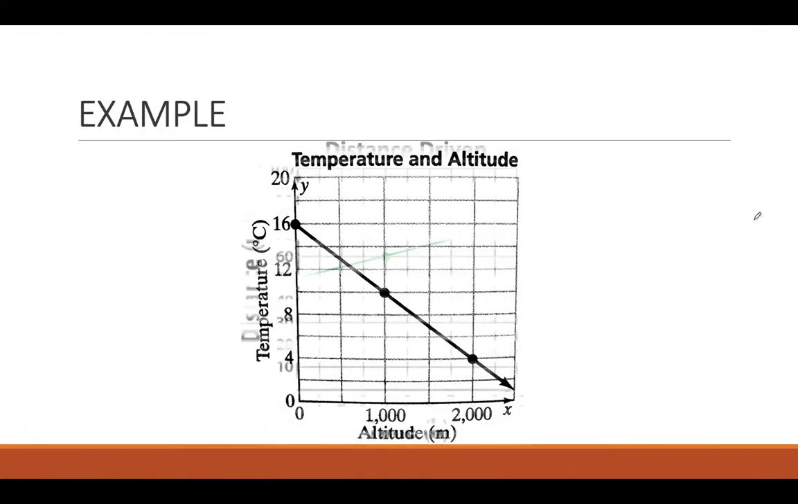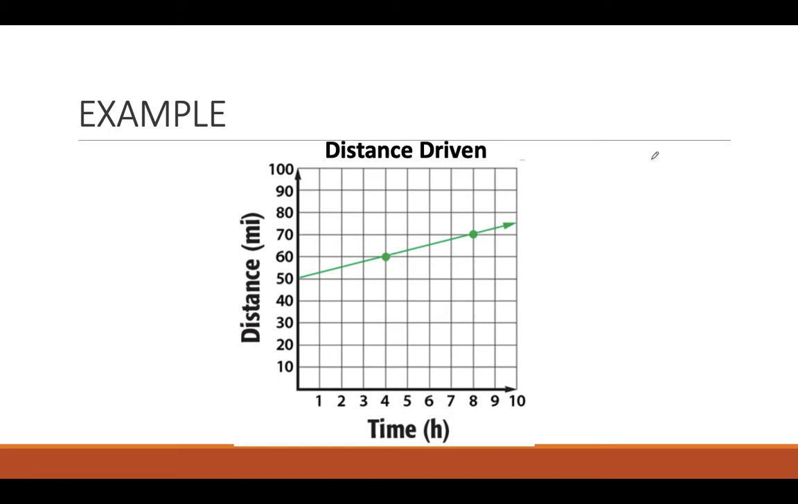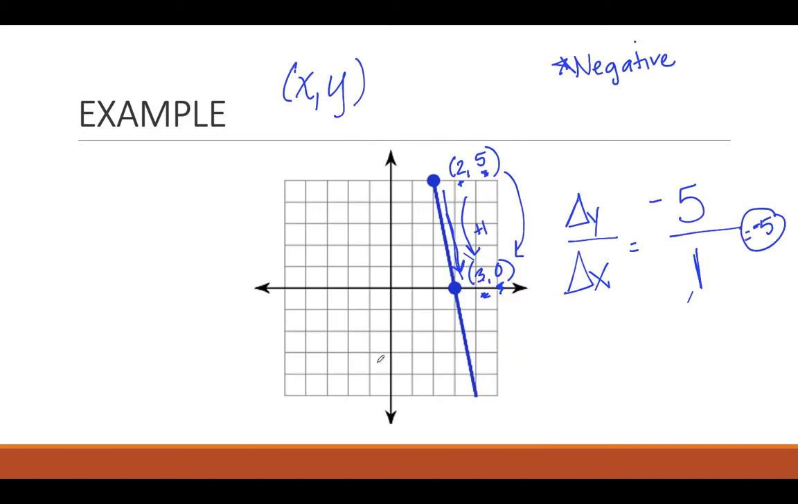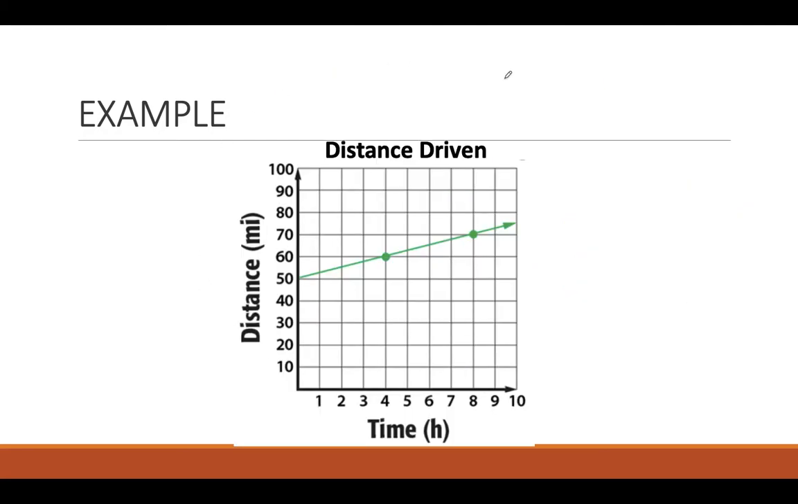Let's try another example. In this example, we have to be a little bit more careful because there are a few things we need to look out for. Number one, this graph has labels along the x and y axis. If you noticed, our previous example had nothing. It was just a regular old coordinate plane, nothing special. This one is relating to the distance driven. So you can see our x coordinates represent time in hours, and our y coordinates represent distance in miles.